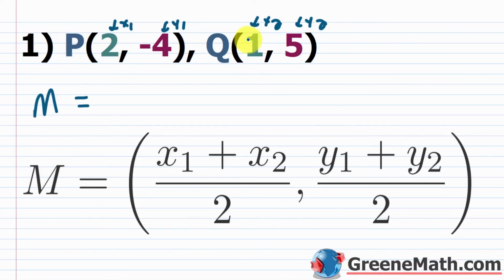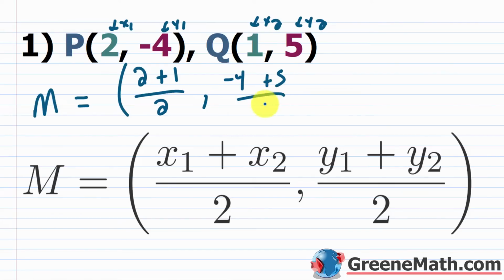So let's just say this is 2 plus 1 over 2. And let me put some parentheses in there and a comma. And then this is going to be negative 4 plus 5 over 2. So to simplify, 2 plus 1 is 3, so this would just be 3 over 2 or 3 halves. You could write 1.5 if you wanted to. In this one, negative 4 plus 5 is going to be 1, so this would be 1 half, or again, you could put 0.5. So this would be your midpoint: 3 halves, comma, 1 half.